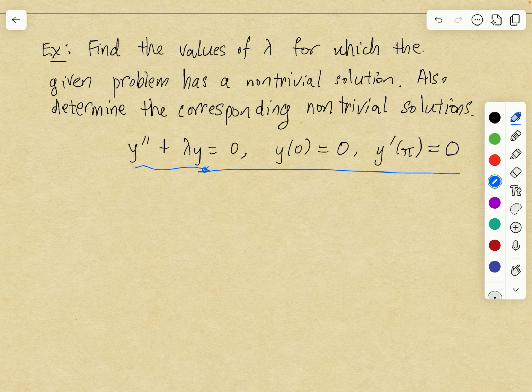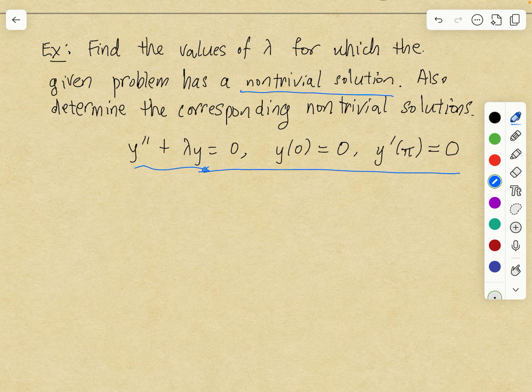Non-trivial solution, what does that mean? Well, the function y equals 0 satisfies this differential equation. If you have y equals 0, then y double prime is 0, and 0 plus lambda times 0 gives you 0. When you plug in 0 into the 0 function, you get 0. The derivative of the 0 function is the 0 function, so when you plug in pi, you get 0. So the 0 function satisfies this differential equation no matter what lambda is.